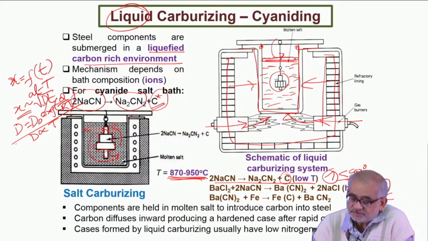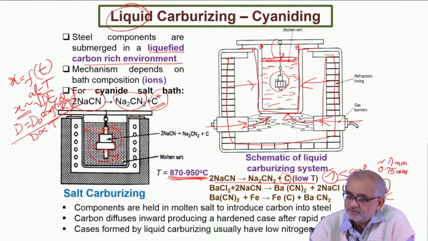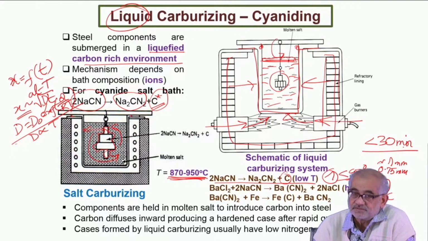On the other hand, the typical depth of penetration here would be about a millimeter, or at times maybe less than a millimeter, maybe 0.75 millimeter. But the time required for this kind of process is very small, less than 30 minutes. If you compare this with the pack carburizing process, typically to get about 1 or 2 millimeter, you require easily something like 8 to 10 hours. Compared to that, this is a very rapid process. Also, the penetration of carbon is not only quicker, but also more uniform.